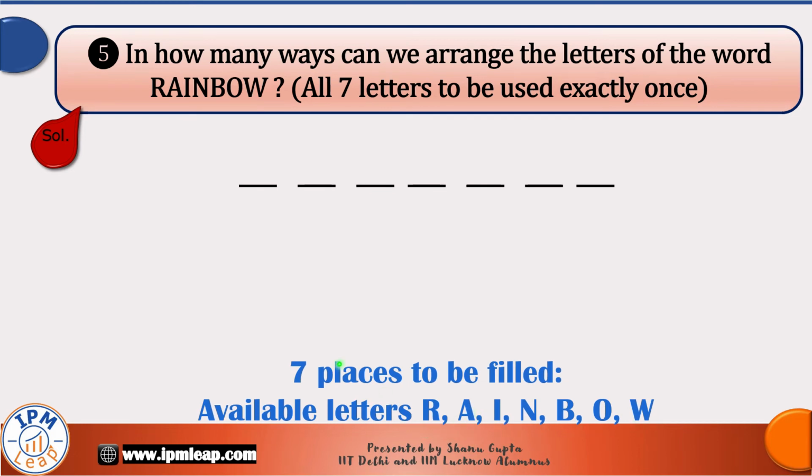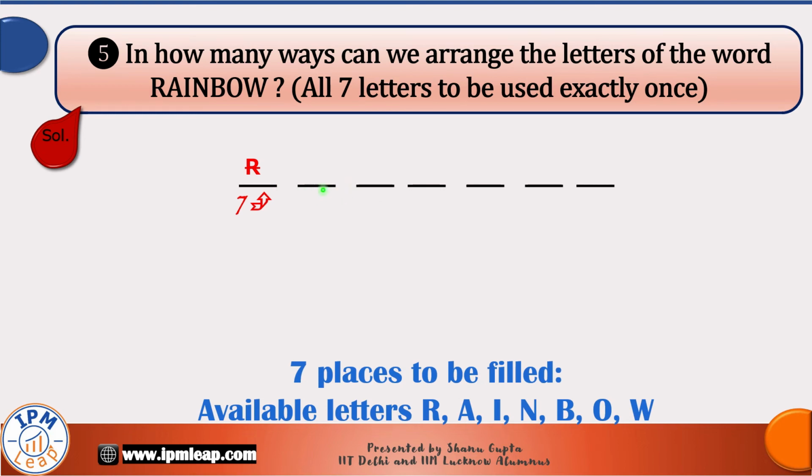So essentially, these 7 letters will occupy 7 places when they are arranged. Let's suppose these are the 7 places to be filled. Let's try filling them one by one. So the first place can be filled in 7 ways. We will use one of the letters of the word rainbow here. So let's suppose we fill the letter B here. This letter will not be used again because all letters can be used exactly once.